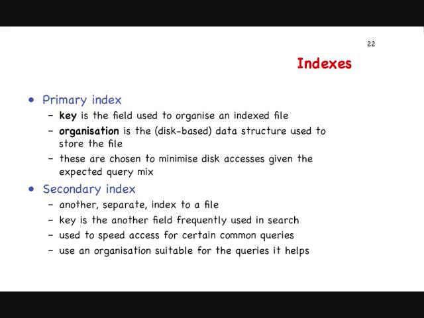It speeds access of certain common queries, and it uses an organisation suitable to the queries it helps. So it might be that your customer number secondary index is best organised as a hash file, because when you want a customer number, you never want a range of them, or at least not unless it contains a lot more semantics. Your typical customer number, you've got one, I want that one, and only one. If you want a group, you're doing it some other way.